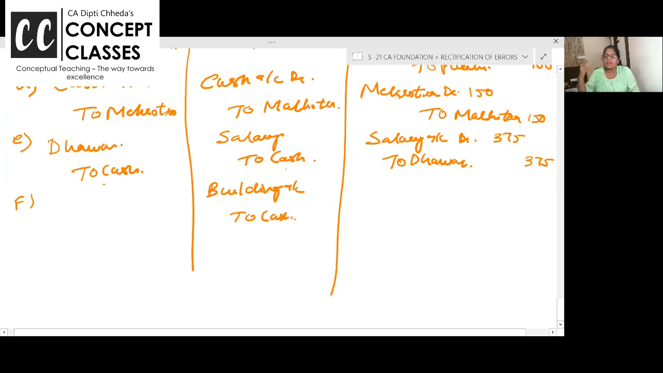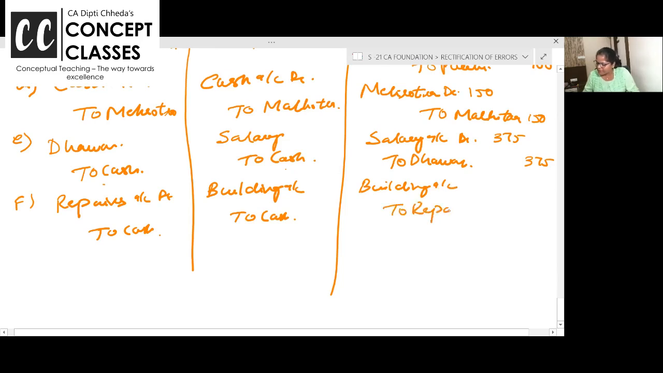You know, these repairing work, you should have capitalized in the book. But by mistake, you have debited it to repairs account debit to cash. Now, building not debited, debited. Repairs wrongly debited, credited. Building, you have to debit, if not debited. So now debited. How much is the amount for repairs?